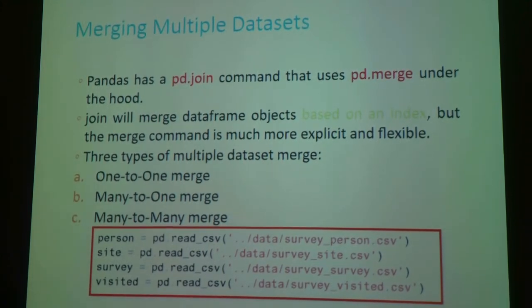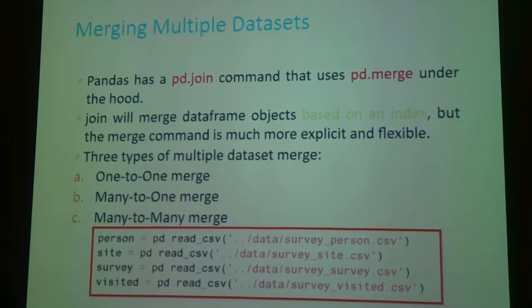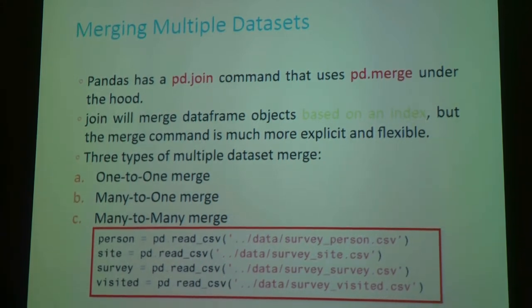Now, in here, to merge multiple data sets. All right. So you could merge one to one, or many to one, or many to many. Merging multiple data sets.